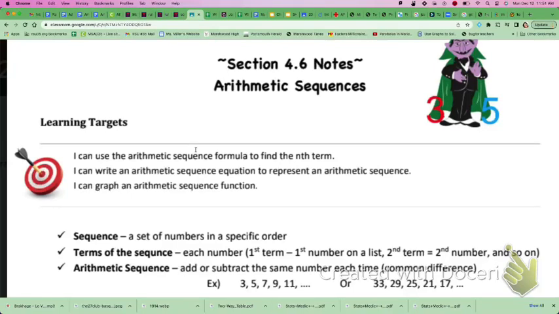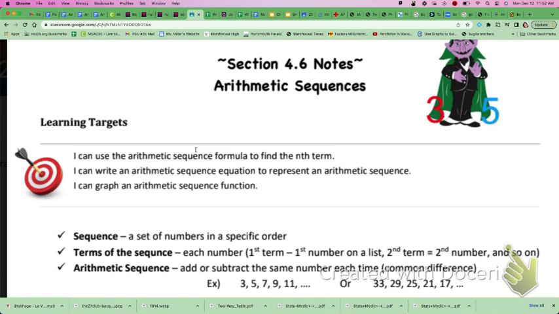Okay, so section 4.6. This is the last thing we're going to be doing in chapter 4. It gets us into a specific type of function called arithmetic sequences. Our learning targets for today are that you can use the arithmetic sequence formula to find an nth term, and we'll talk about what that means, right? And use an arithmetic sequence equation to represent a sequence, and then be able to graph it.